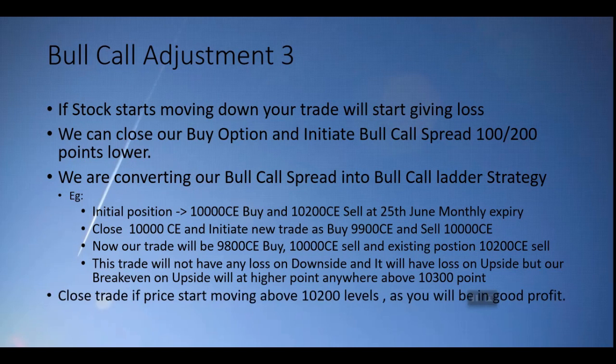Okay, so here I made some mistake while preparing this PPT. Here we need to sell the 9,800 call option, assuming that the stock Nifty moved below 9,800. If the stock is not moving below 9,800 and is staying at 9,900, then you can initiate the 9,900 call option and sell the 10,000 call option.